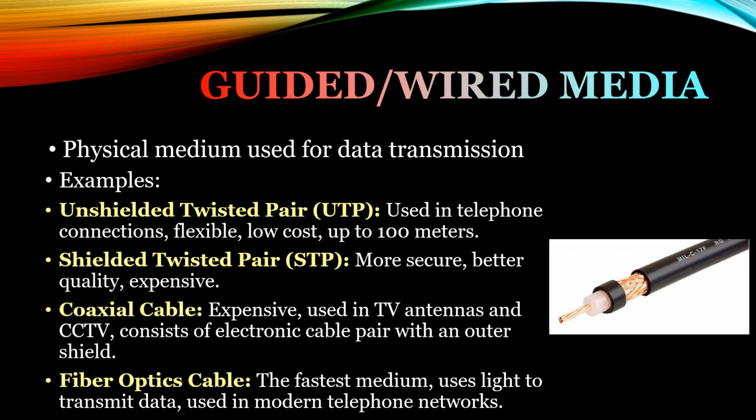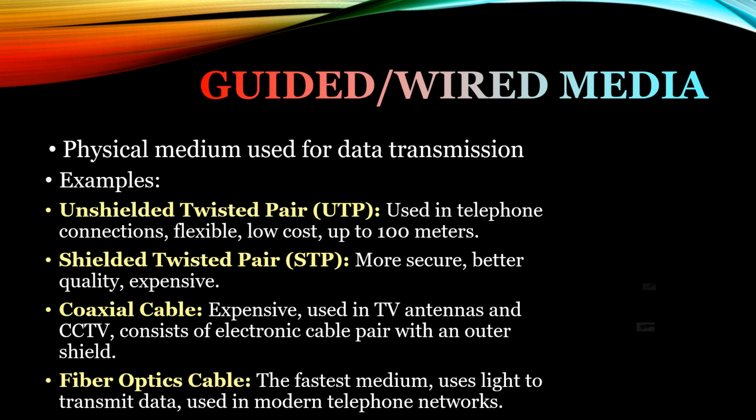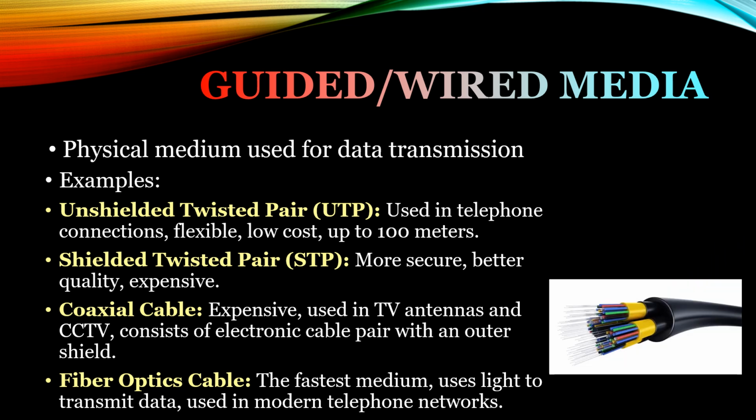Coaxial cables, often used in TV antennas and CCTV systems, consist of a central electronic cable surrounded by a shield that produces an electromagnetic field. Fiber optics cables, which are the fastest medium for data transmission, use light to transmit data. They are used in modern telephone networks.